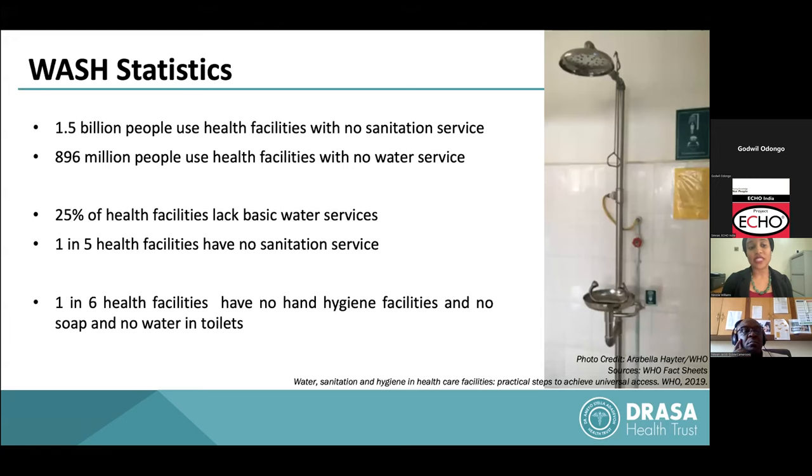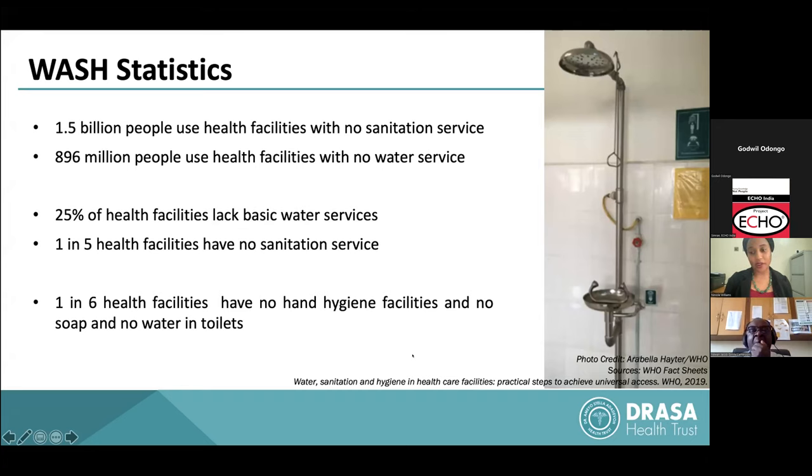And we know that in terms of statistics, we have 1.5 billion people who have access to health facilities that do not have sanitation service. 896 million people are using health facilities that have no water. We have 25% of health facilities lacking basic water services, and one in five have no sanitation. One in six have no hand hygiene facilities, no soap, and no water in their toilets. So we can see that this becomes challenging when we're talking about infection control. If you don't have a sanitation system, you don't have clean water, you don't have the basic things that we're talking about here, how can you stop the spread of infection?